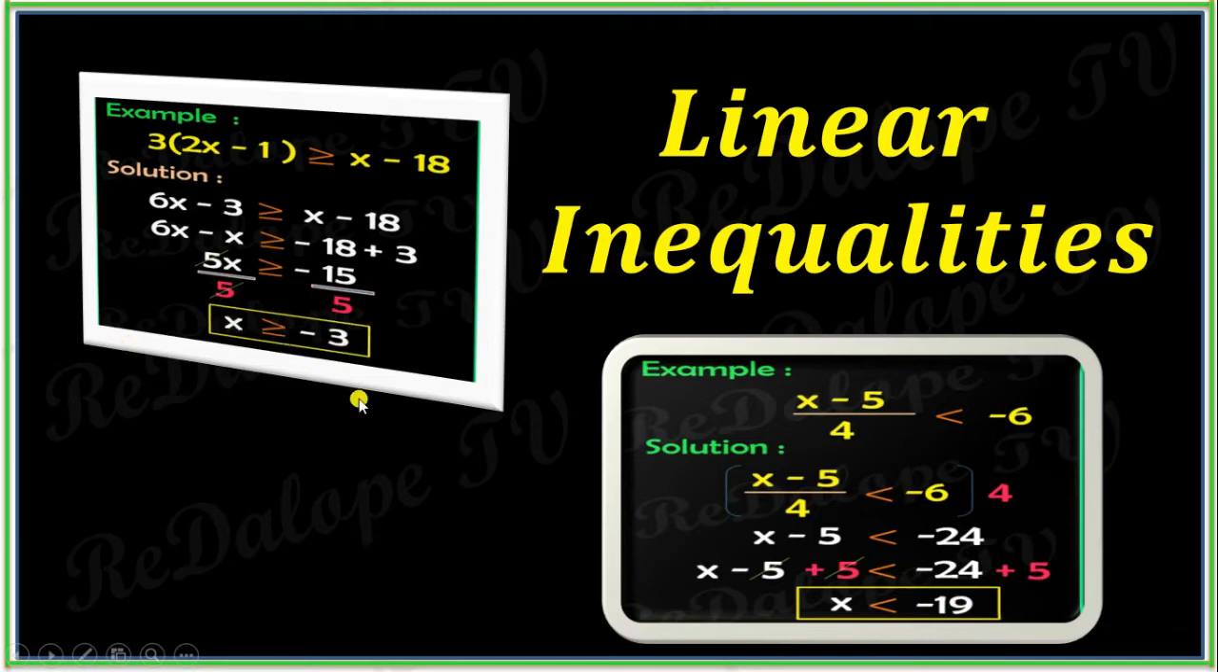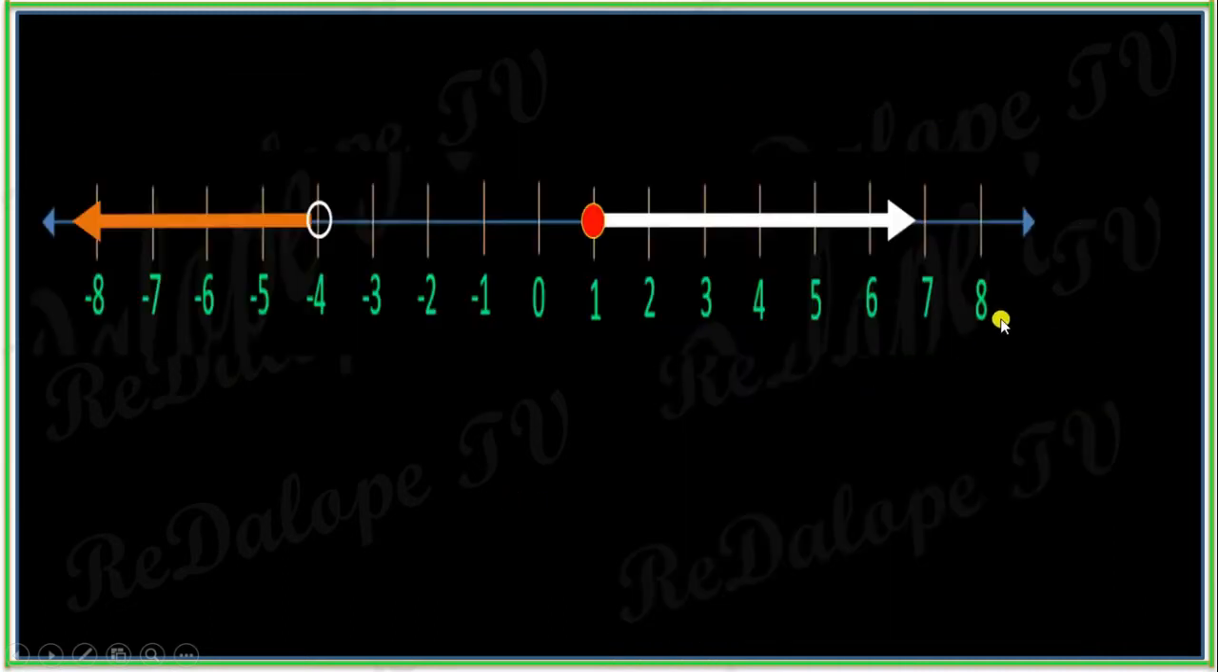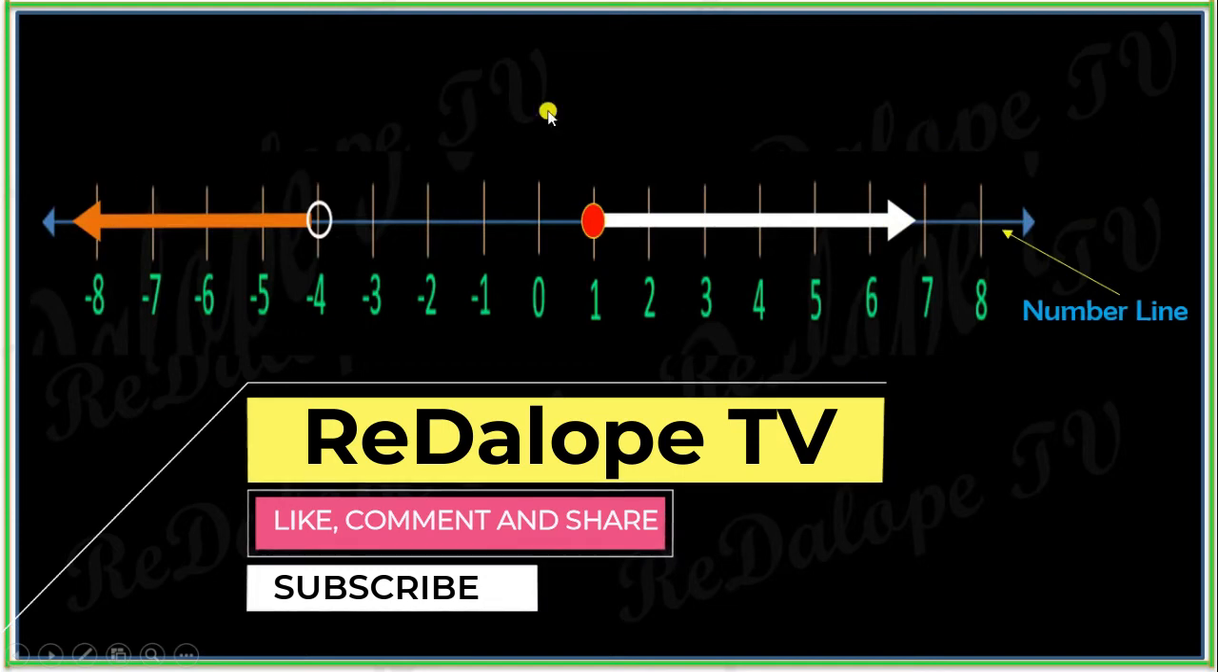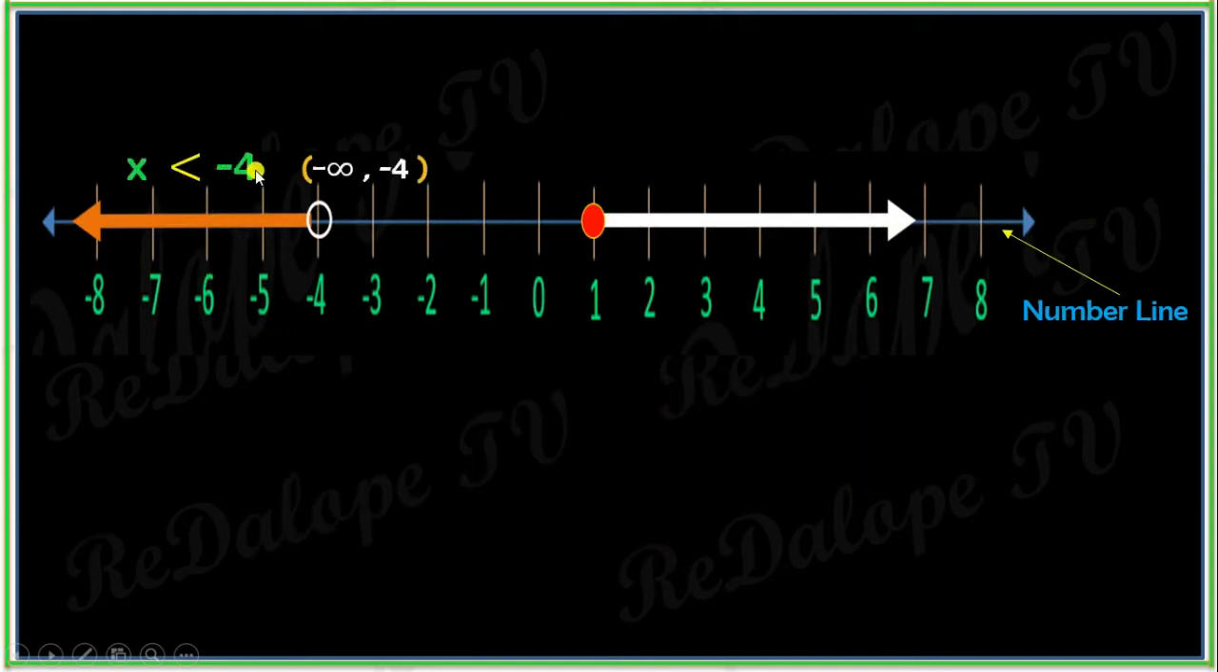Say this solution set, x is greater than or equal to negative 3 and x is less than negative 19, on a number line. So this is known as the number line. Now when graphing an inequality such as this, x is less than negative 4 and x is greater than or equal to 1, we have 3 questions to emphasize.